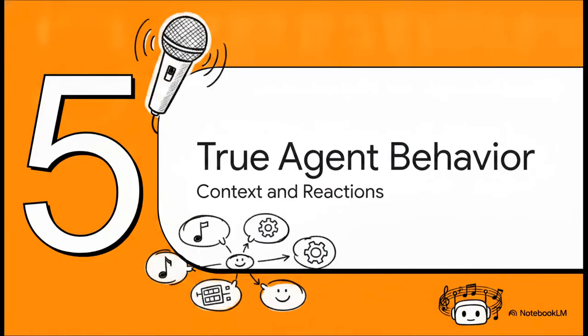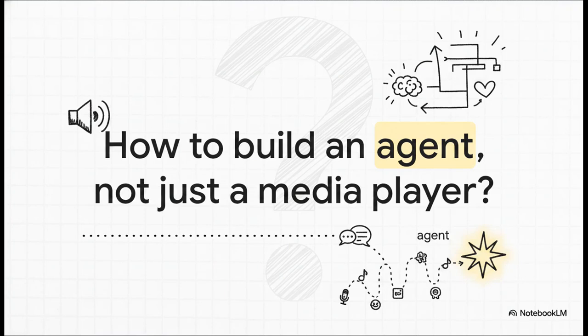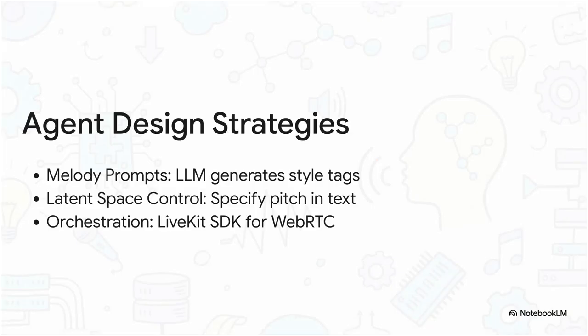So, bringing these two paths back together, let's look at Section 5, Designing True Agent Behavior. This brings us to a massive question, and honestly, it's the one that defines the success of your entire project. How do we make it an agent, and not just a media player? A media player just passively plays back a file, right? An agent needs to have context. It needs emotional intelligence. It needs to react to you, the user, in real time. So, how do we bridge the gap between static code and dynamic personality?